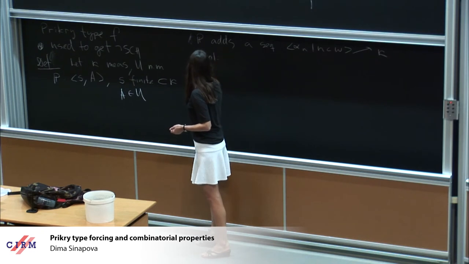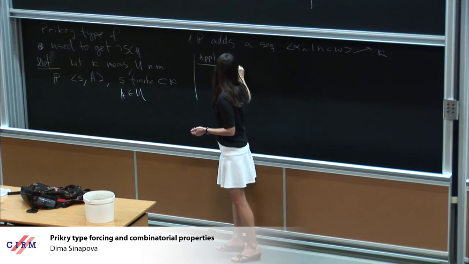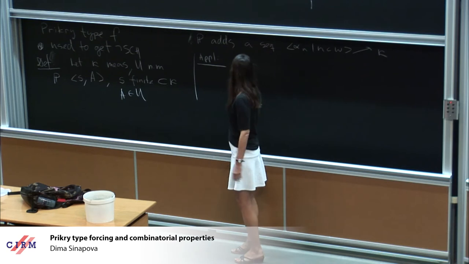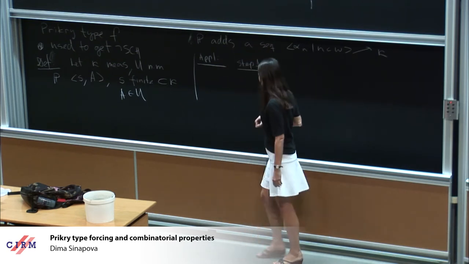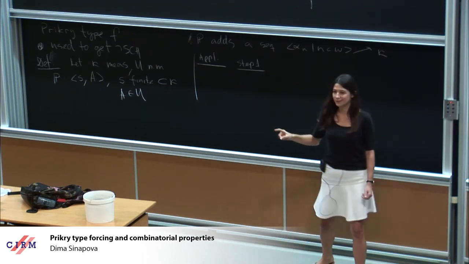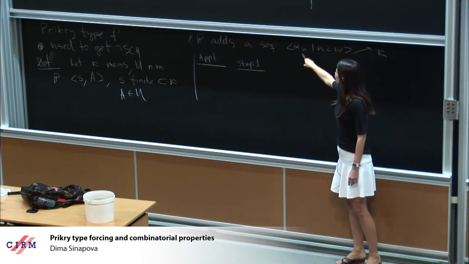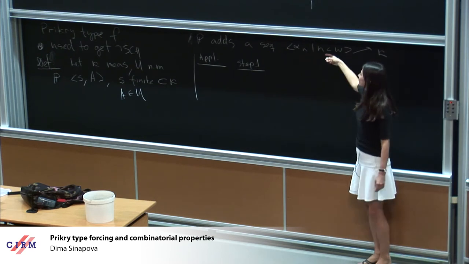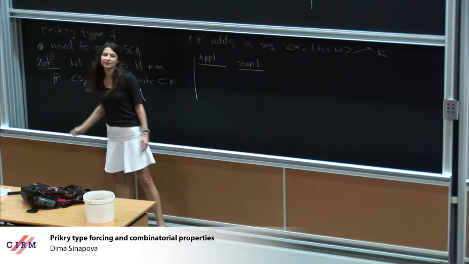Just a very quick application. Suppose we start with kappa something bigger than measurable. How does one use this forcing to violate SCH? Well, there are two steps. For those of you who are not in the forcing community, how does one get the sequence? It's the union of the first coordinates of the generic condition.